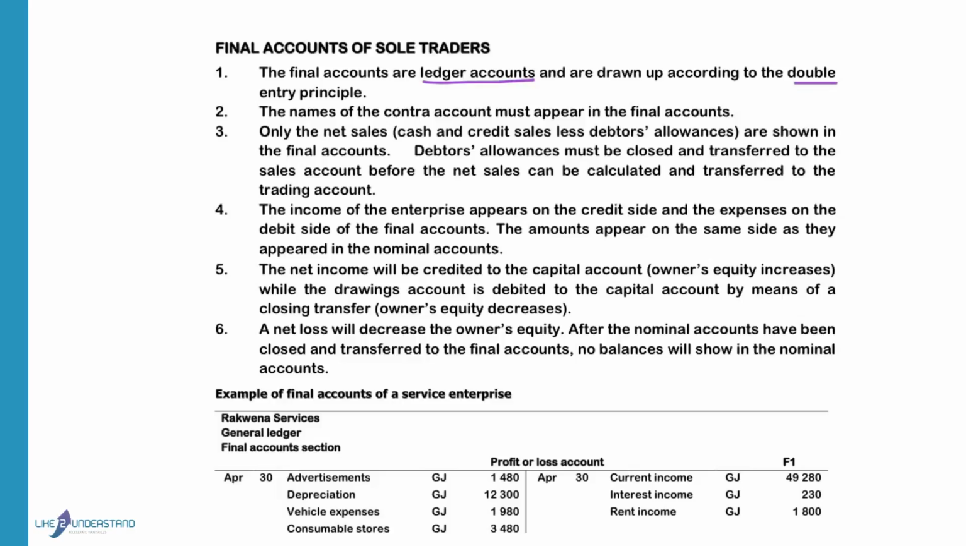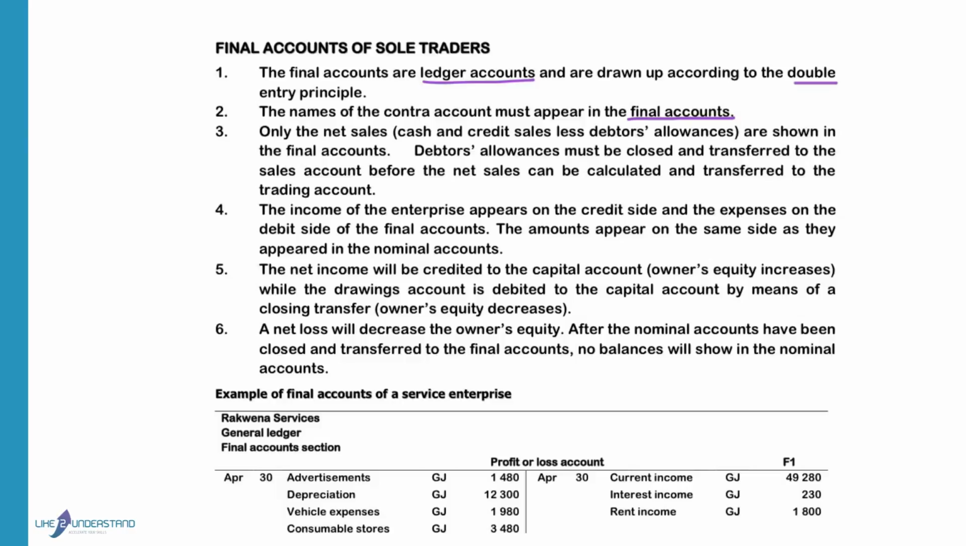The names of the contra accounts must appear in the final account. That means if you transfer salaries and telephone, water, electricity to the final accounts, in the final accounts you must indicate what is the expense. So you will say salaries, trading stock deficit, etc.